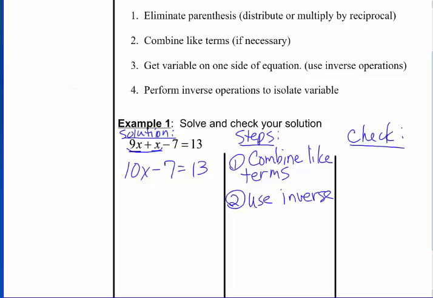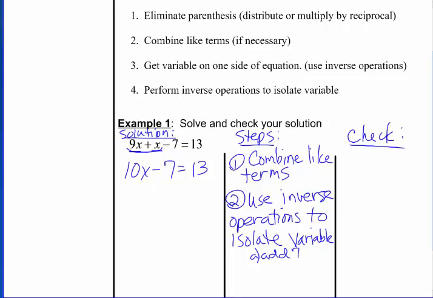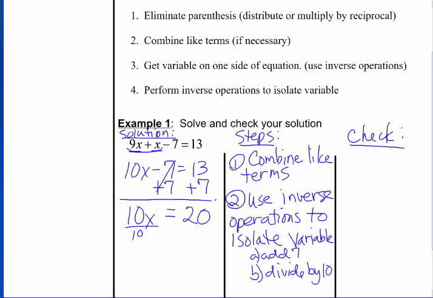Use inverse operations to isolate your variable. We're going to do 2 steps. Our first is to add 7 to both sides. On the left, I have 10x. A minus 7 and a plus 7 is 0, so they will cancel each other out. 13 plus 7 gives me 20. And then the second is to divide by 10. So we divide both sides by 10. On the left, 10 divided by 10 is 1x. On the right, 20 divided by 10 is 2.